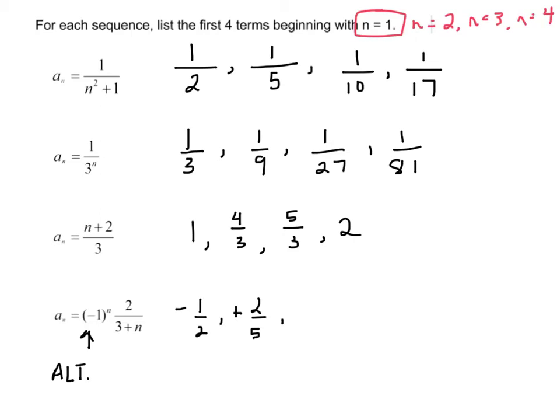Next, we plug in 3. Negative 1 cubed is negative. And 2/6 is 1/3. Next, negative 1 to the 4th is positive, so 2/7. So this is what's called an alternating sequence because depending on the term, it's positive or negative.